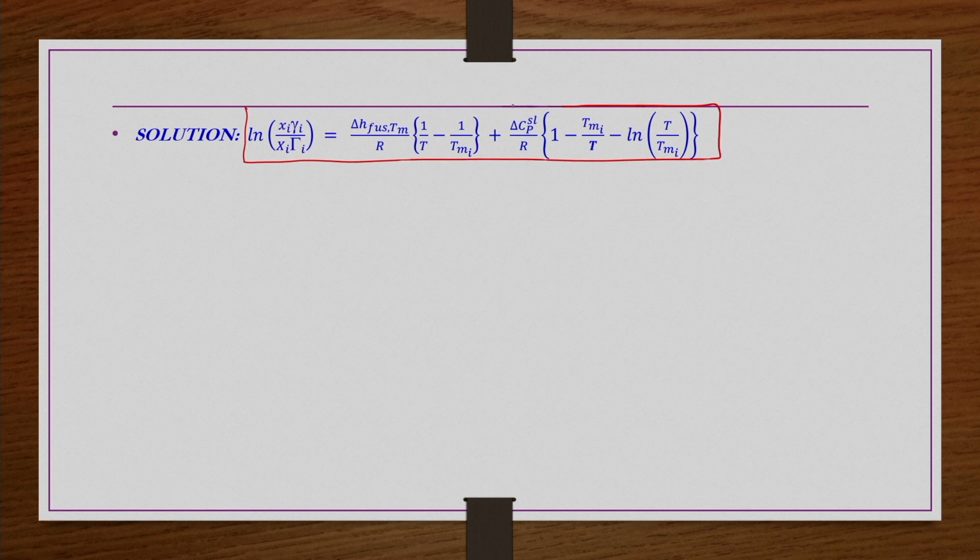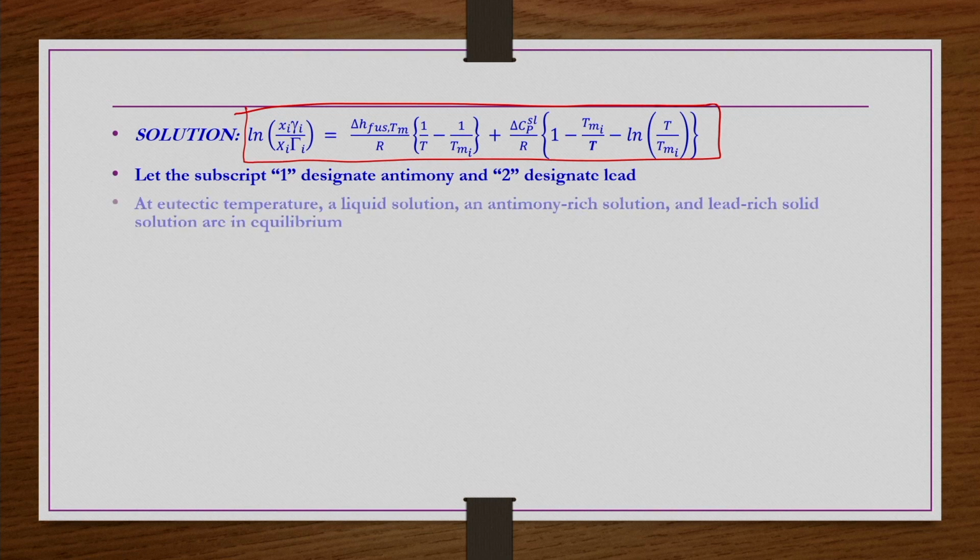In this expression, we have to see whether the things that are there are provided or not. If not provided, we have to make certain assumptions, which is also clearly stated in the problem. So, let subscript 1 designate antimony and 2 the lead. At eutectic temperature, a liquid solution, an antimony rich solid solution and a lead rich solid solution are in equilibrium. All three phases are at equilibrium, that is the eutectic point.